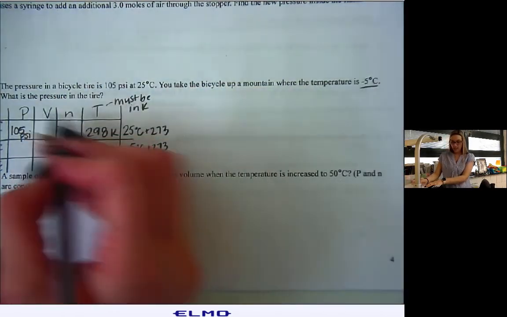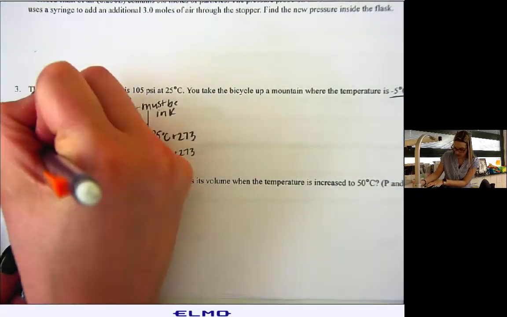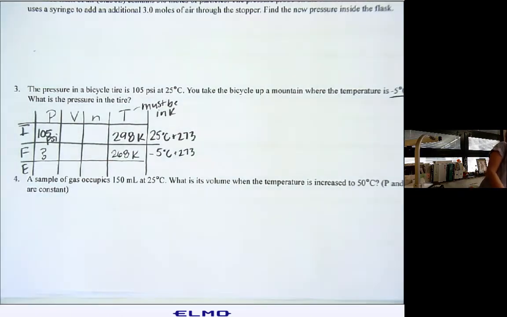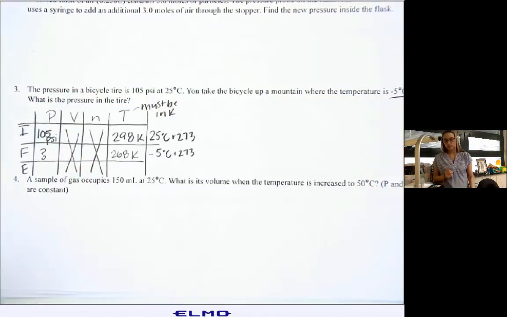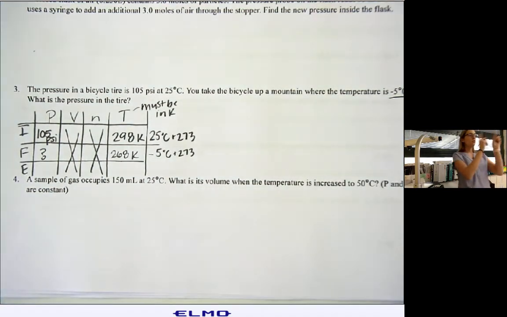Now it says, what is the pressure in the tire? So it wants me to solve for the final pressure. Put a question mark under final pressure. Again, this problem said nothing about volume, nothing about number of particles, so I'm going to put a big X through it. There are times that we're just comparing 2 variables.